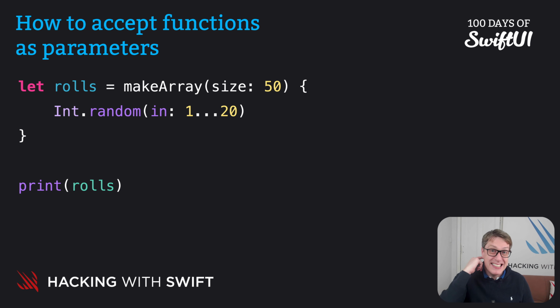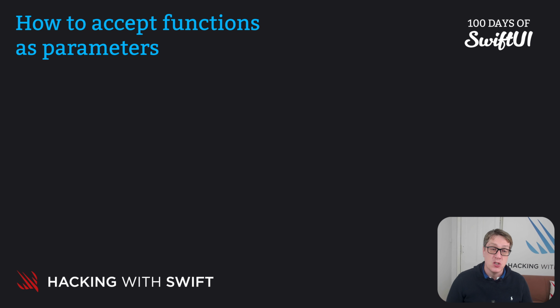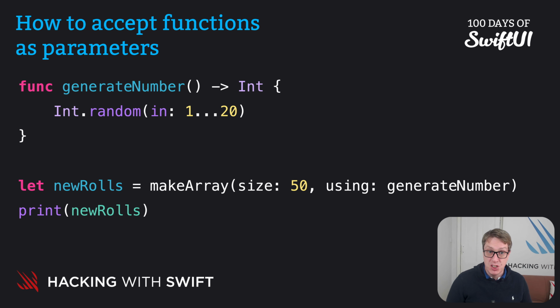And remember, this same functionality also exists with dedicated functions too. So we could have said something like func generateNumber returns Int, and then Int.random in 1 through 20. And then we call makeArray, we make array size 50 using generateNumber. And so it'll call that same function 50 times to fill the array. Now, while you're learning Swift and SwiftUI, there'll only be a handful of times when you have to know how to accept functions as parameters.